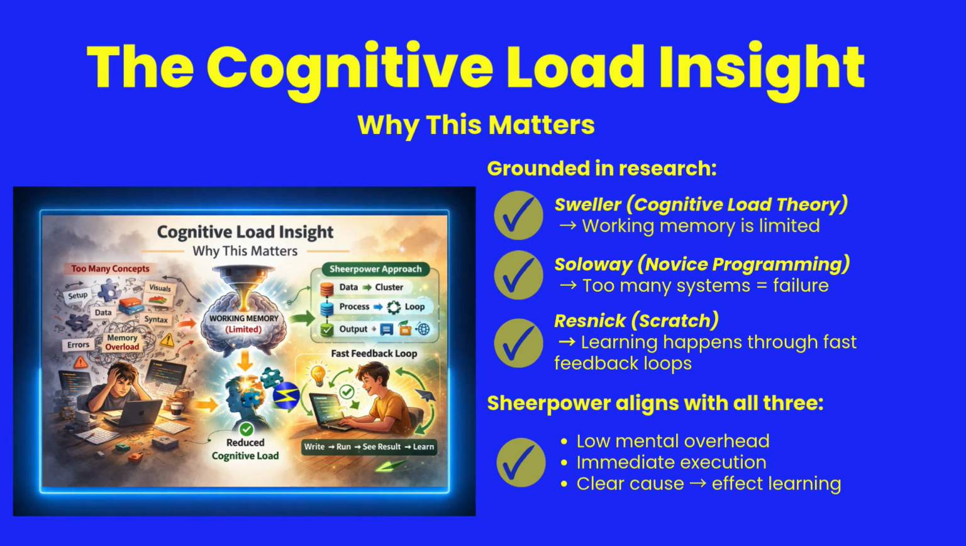Cognitive science shows that beginners struggle when too many new concepts are introduced at once. Learning breaks down not because the material is too hard, but because the mental load is too high. Sheerpower reduces this load by simplifying the model and providing fast, clear feedback. This allows learning to happen naturally through iteration.